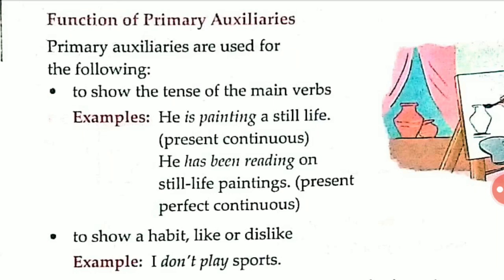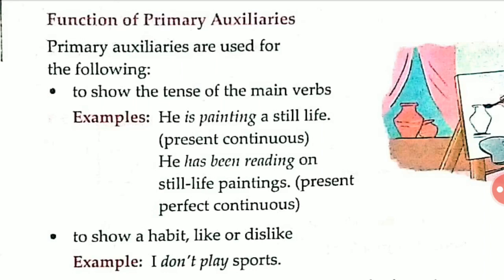Okay, why are we using primary auxiliaries? We are using primary auxiliaries to show the tense of the main verb. For example, "He is painting a still life." Here, "is painting" is referring to the present continuous tense, right?